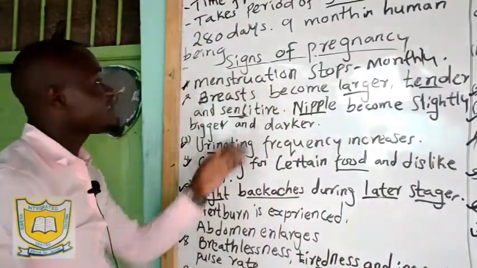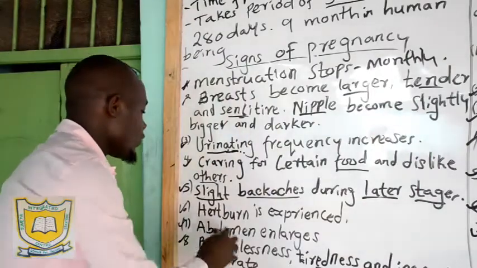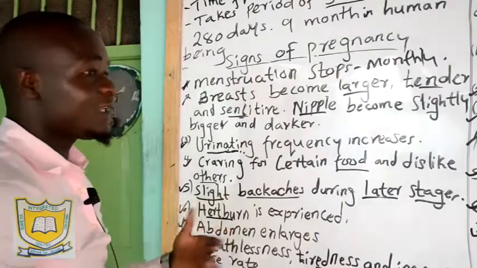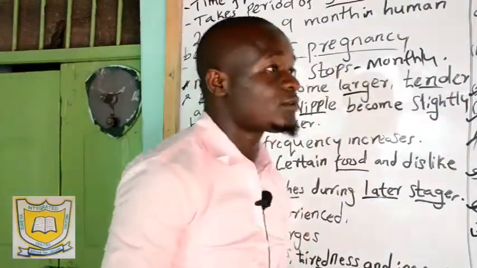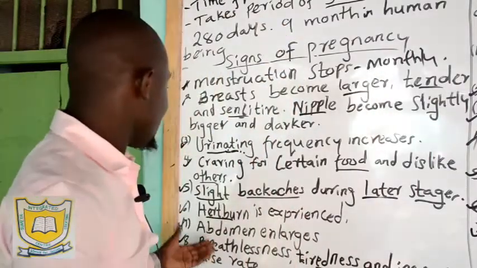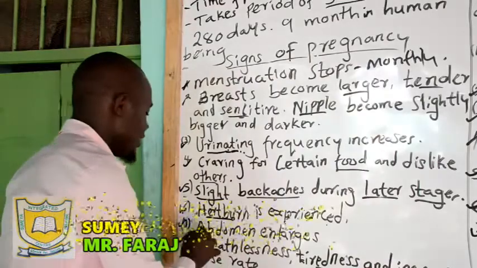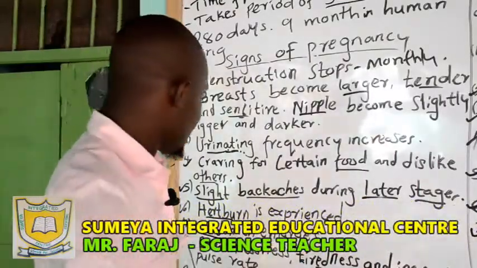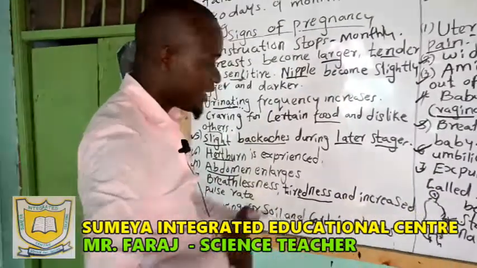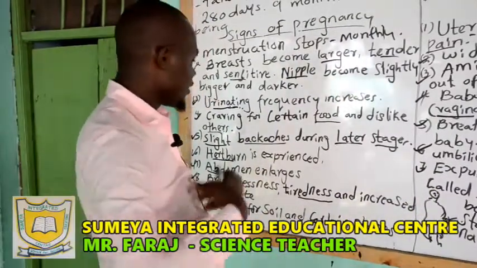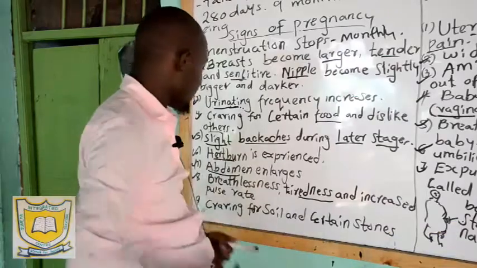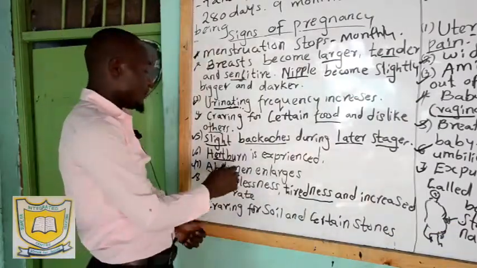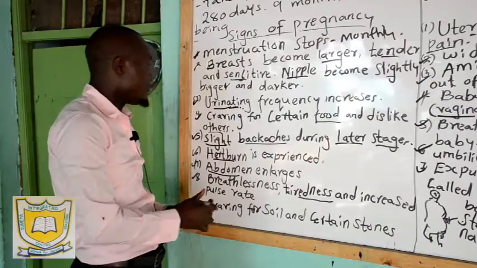The sixth sign of pregnancy is heartburn. Heartburn is experienced. This is where a mother takes in a lot of water because of that heartburn. Then number 7, the abdomen enlarging. You get a mother developing an abdomen that is large or enlarging. So every time you see a mother developing an abdomen, that is a sign. It is a very sensitive sign of a mother being pregnant.